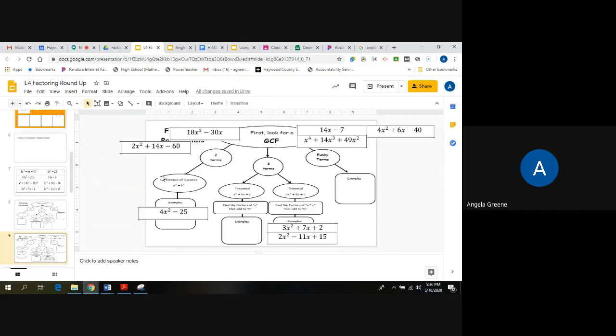So now we've kind of got them in a category. So let's see if we can factor them further. So let's take a look at the next set of slides.